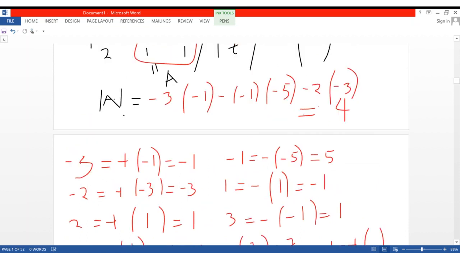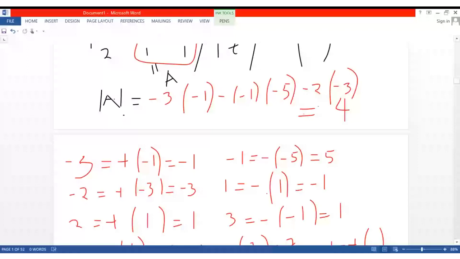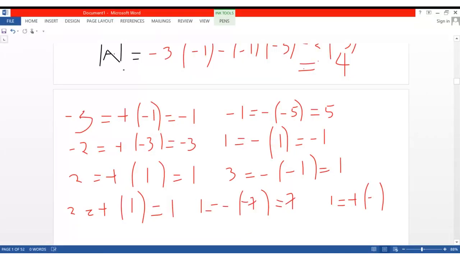The last one I'll get negative 3, that is easy. Negative 3 times 2 minus negative 1 times 1. I'm getting negative 5. The sign is positive, negative 5, so negative 5.